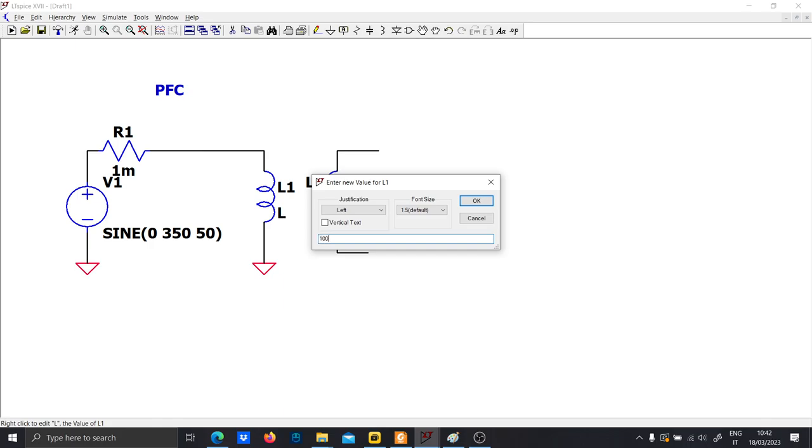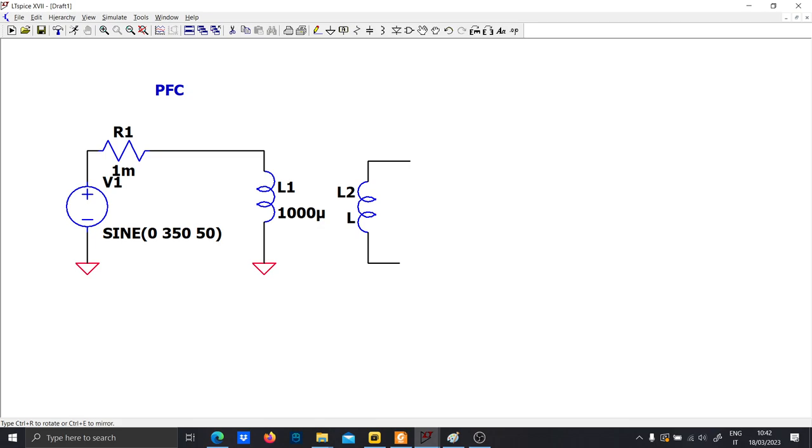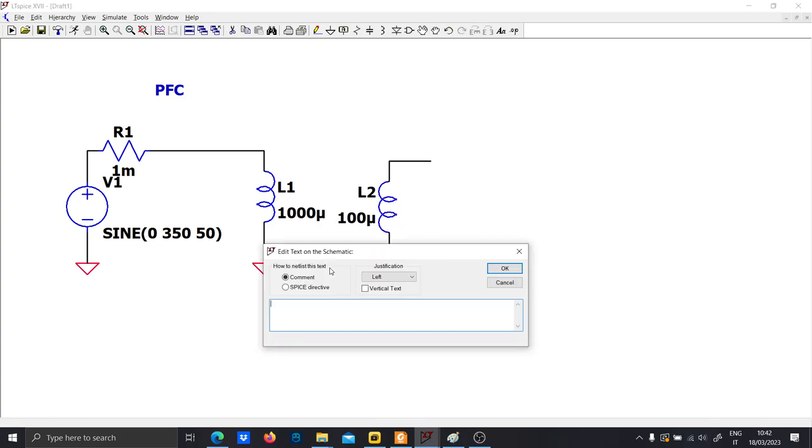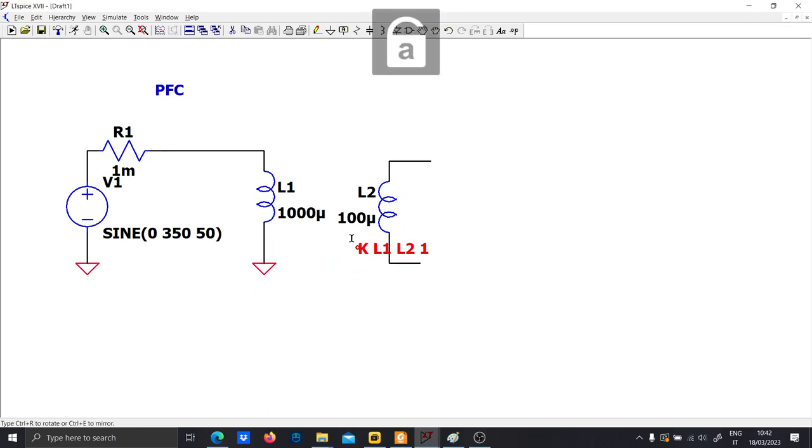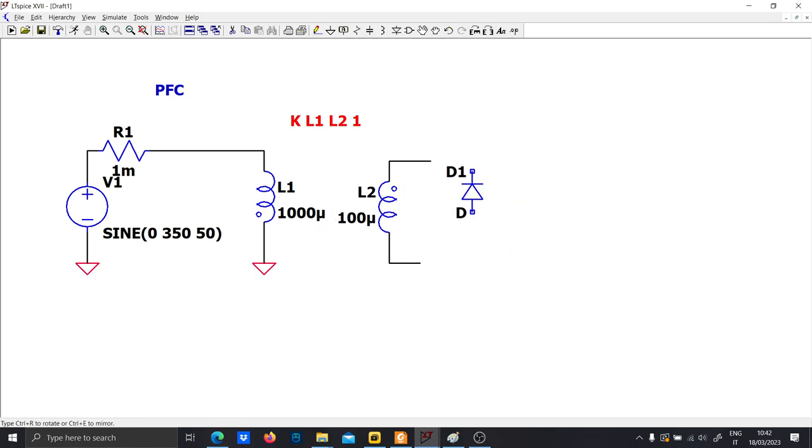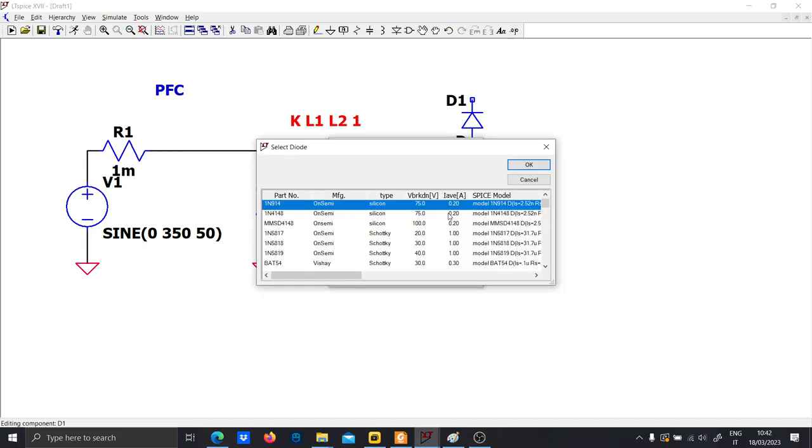Now let's put a reduction transformer, and let's couple these two inductors with a coupling factor equal to 1. Once these two inductors are coupled, you see that a dot has appeared, meaning that the current will enter one dot and exit the other dot. So now what you want to put is the Graz bridge. Let's choose a proper diode, a Schottky diode, which can sustain a high breakdown voltage.